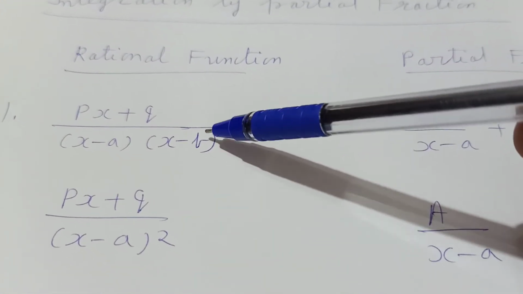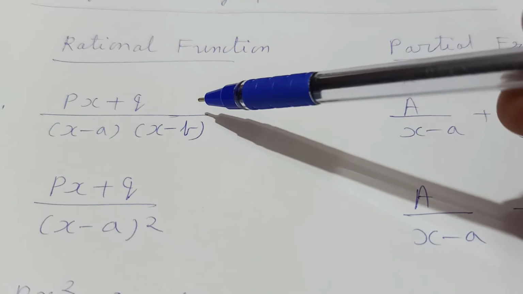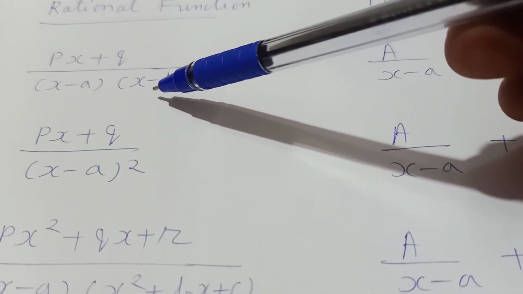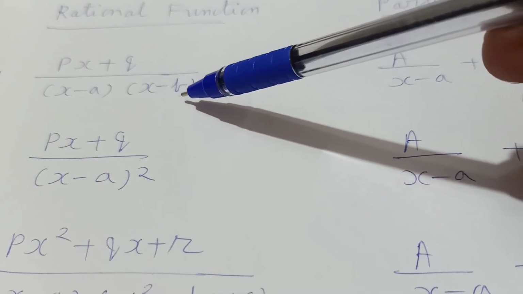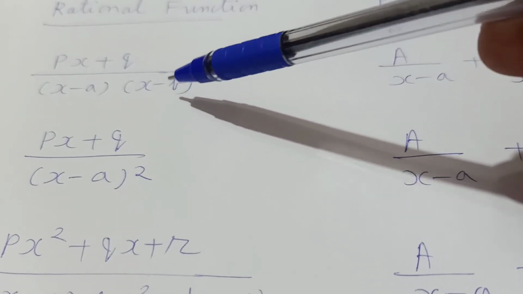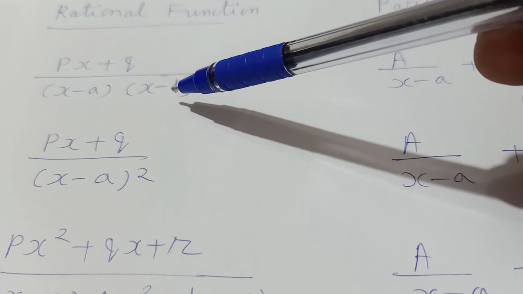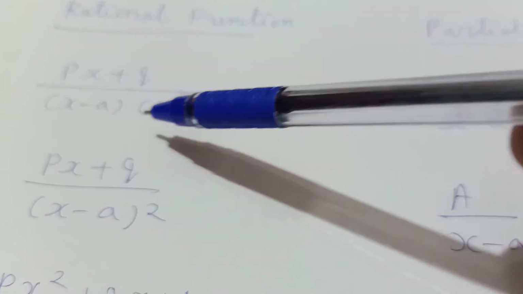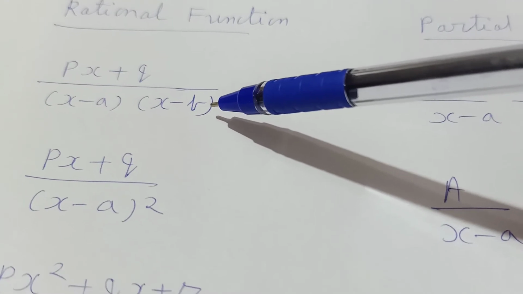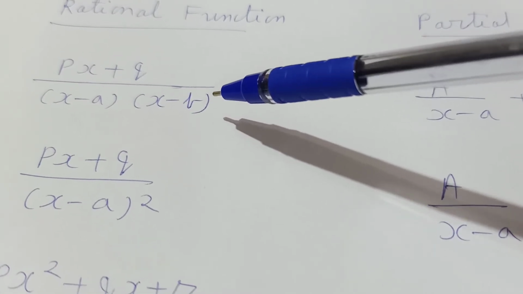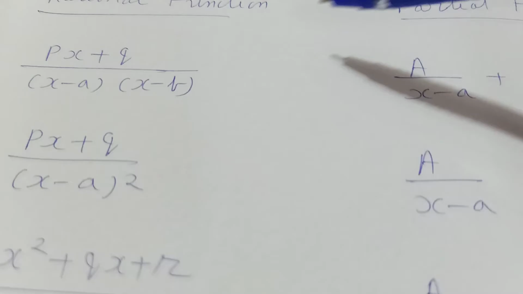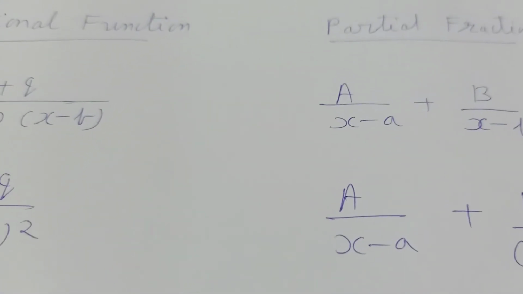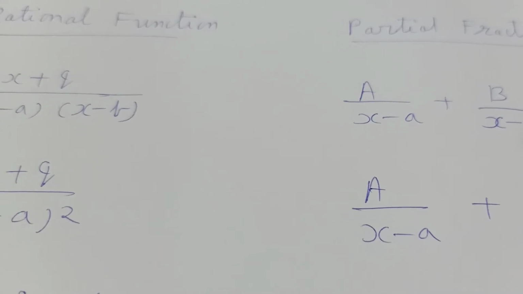If the function is proper and the factors of the denominator are linear and non-repeating, here we have the denominator as x minus a, x minus b, which are non-repeating and linear. So in this case, we will write A upon x minus a plus B upon x minus b as our partial fraction.